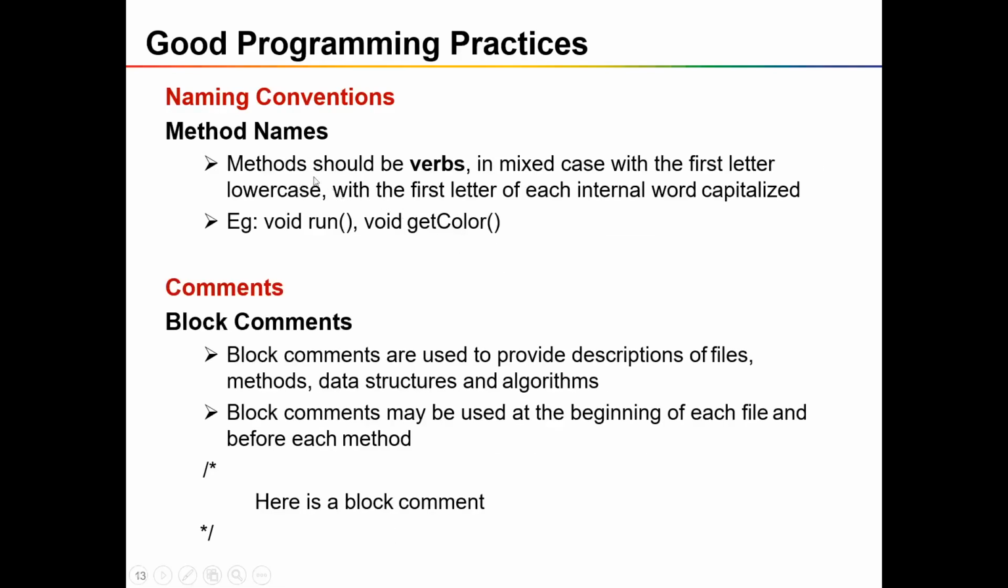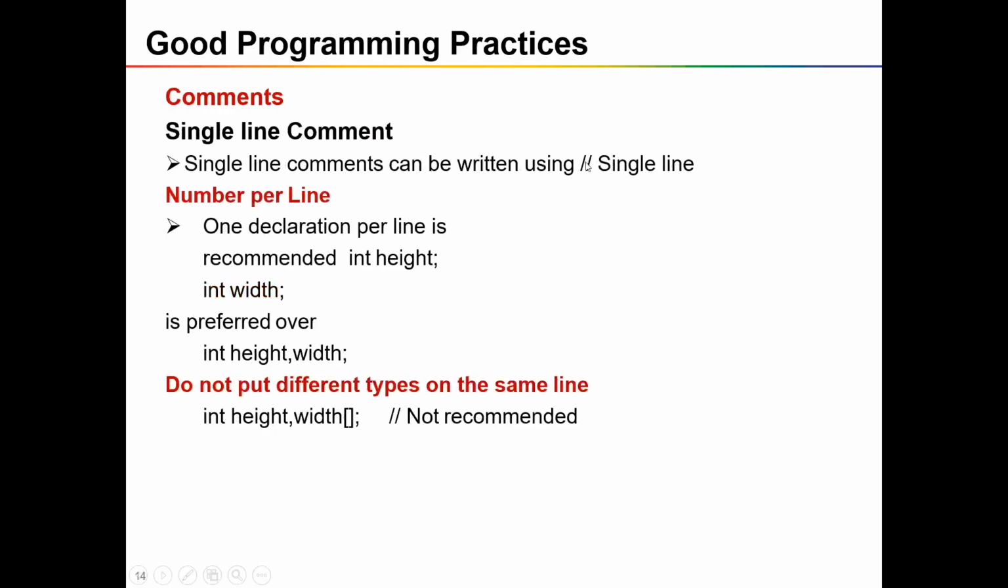Then regarding method name should be always verbs. Example like run, then there is a method get color. Suppose if you have two words for a method, the first letter of the second word should be uppercase. Then for creating commands in Java, you can have a single line command or block commands. So block commands can be used for multi-lines as a command statement. It should start with the forward slash star, then ends with star forward slash. Then for single line command, we can use double forward slash.